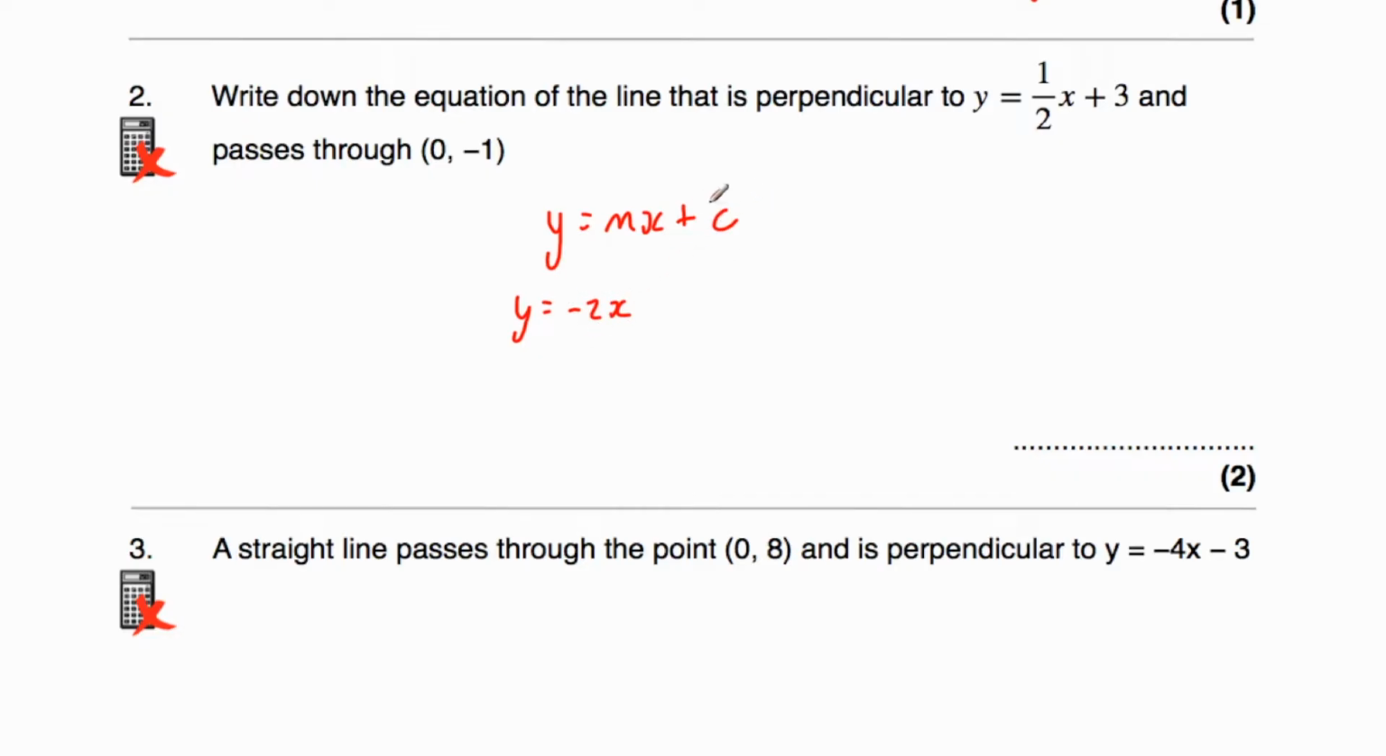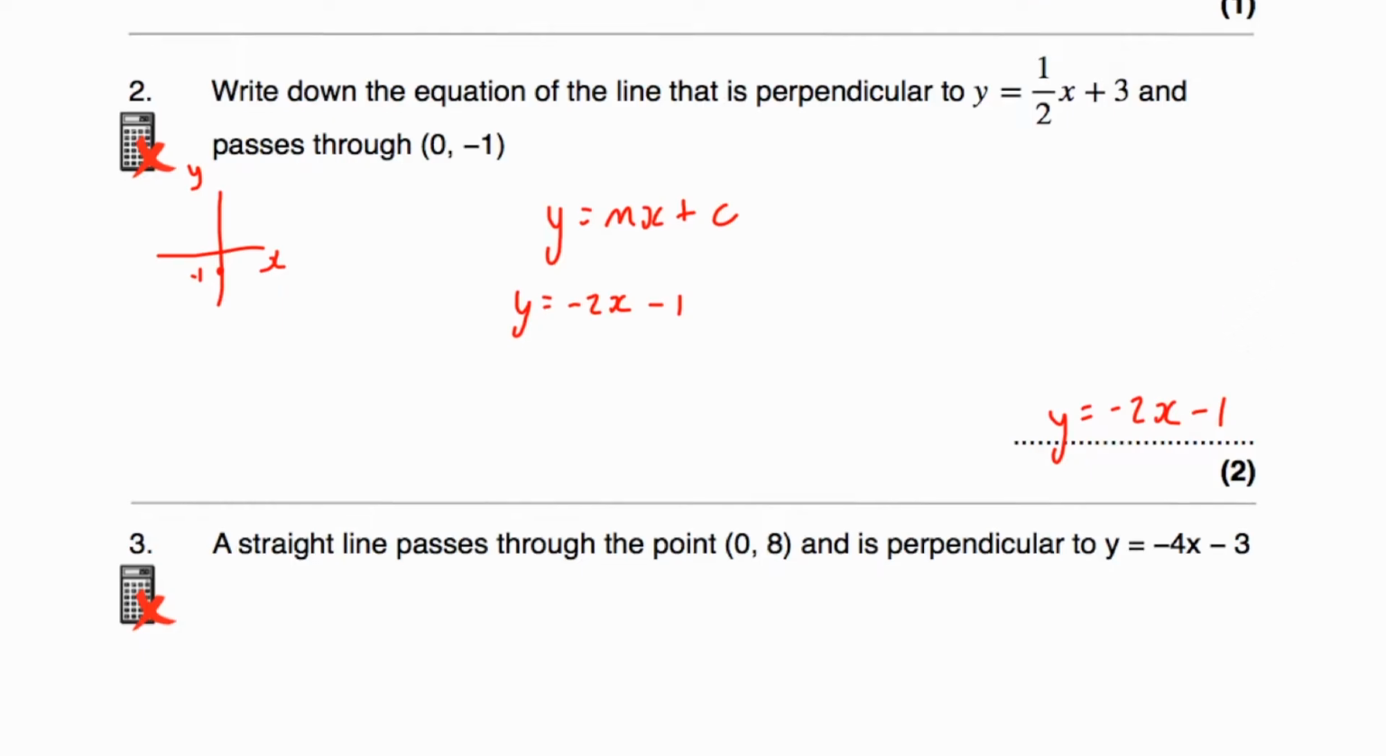Now in terms of the c, remember the c is the y-intercept, where the graph crosses the y-axis. Now this point is really nice because if we consider our x-axis and our y-axis, the point (0, -1) would be there. That is where it crosses the y-axis at -1. So that means that the y-intercept is -1. So the equation of the line would be y equals -2x minus 1, and that's it. Okay, let's have a look at question number 3.